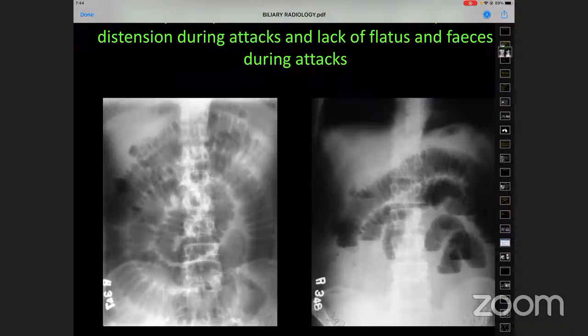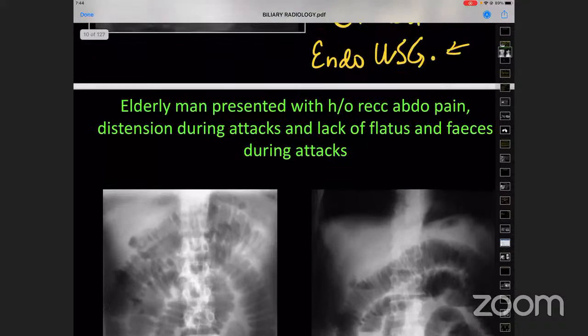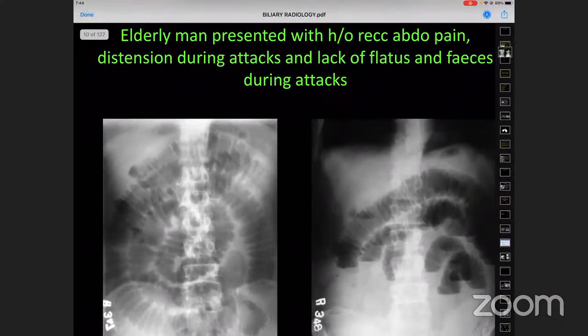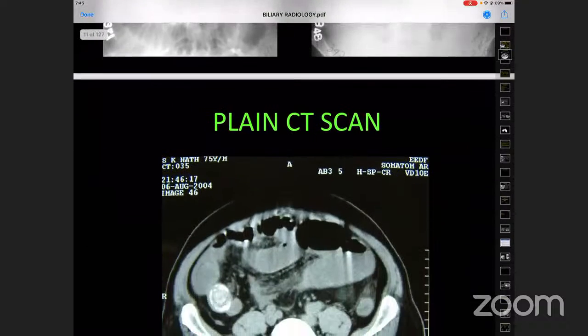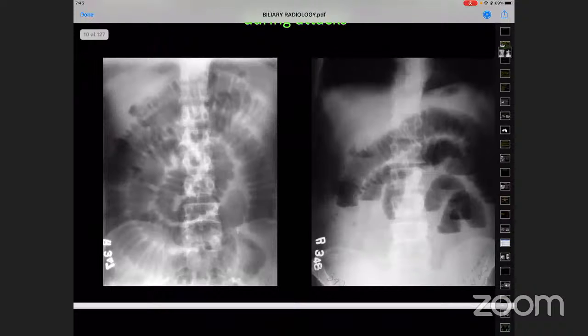This is an interesting X-ray of a patient with an intestinal obstruction. I think all of us understand that very quickly. Even in our dreams, this picture comes. You say, "Okay, guys, intestinal obstruction. Let's open up the patient." So this is an elderly gentleman who presented with an intestinal obstruction, as you can see.